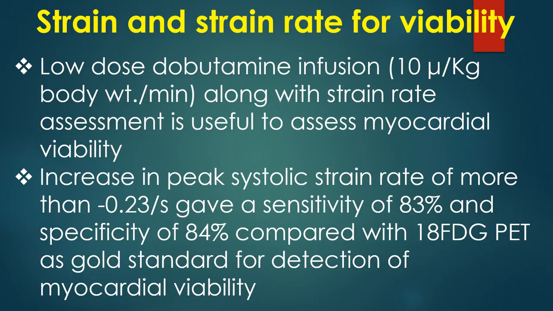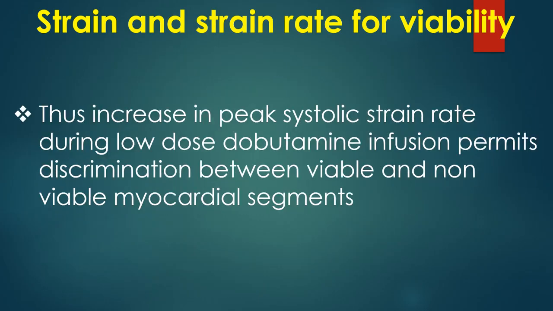Low-dose dobutamine infusion at 10 microgram per kg per minute along with strain rate assessment is useful to assess myocardial viability. Increase in peak systolic strain rate of more than minus 0.23 per second gave a sensitivity of 83% and specificity of 84% compared with FDG PET as gold standard for detection of myocardial viability. Thus, increase in peak systolic strain rate during low-dose dobutamine infusion permits discrimination between viable and non-viable myocardial segments.